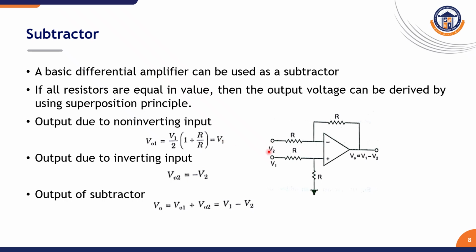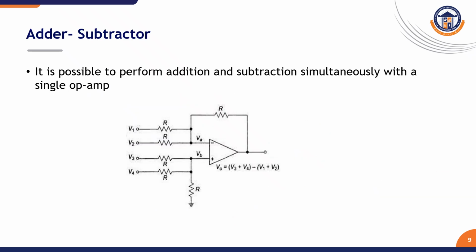Similarly, we have to find the output voltage due to the inverting terminal. V02 is equal to minus V2, because for an inverting operational amplifier, the gain formula is minus RF by R1. Here both values are the same, so that is equal to 1, so V02 is equal to minus V2. Then the output of the subtractor, V0, is the sum of these two outputs V01 and V02, so that is equal to V1 minus V2.